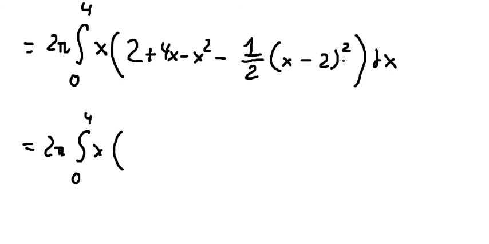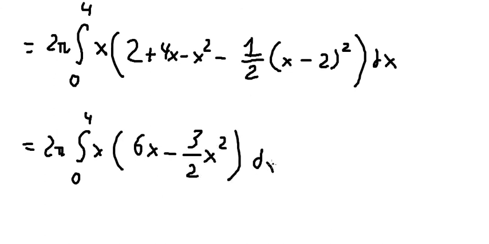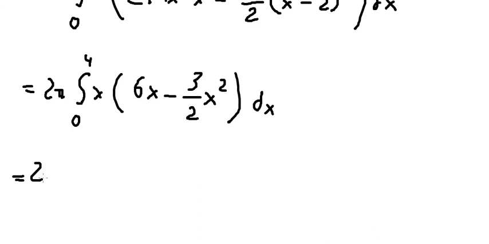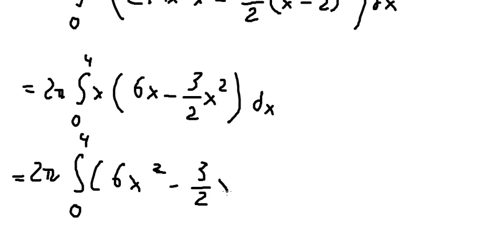Now we need to simplify this one. So we have 6x minus 3 over 2 x squared. So x multiplied by 6x, we have 6x squared. And the next one, x to the power of 3, dx.